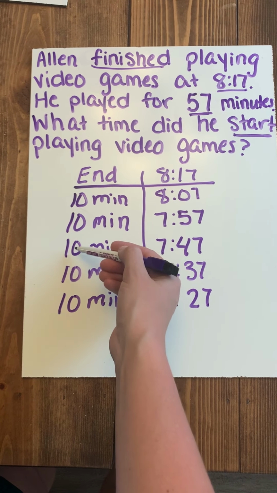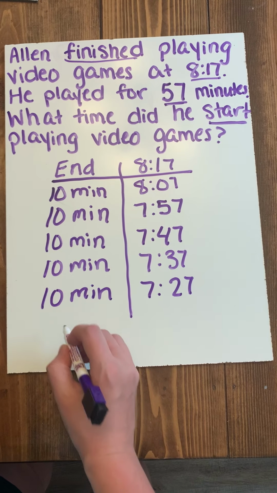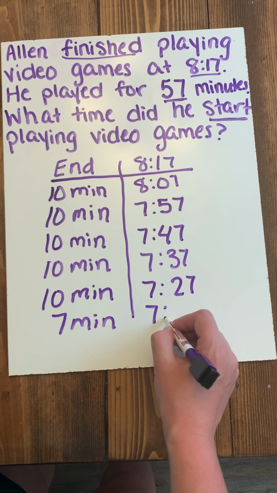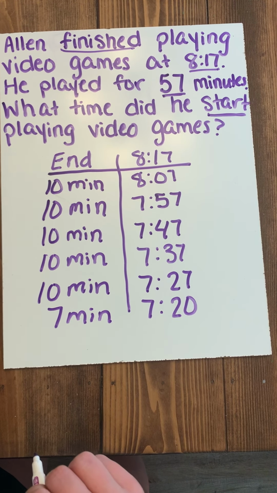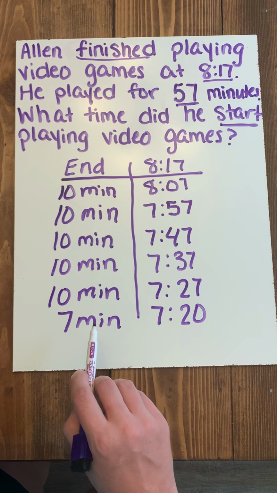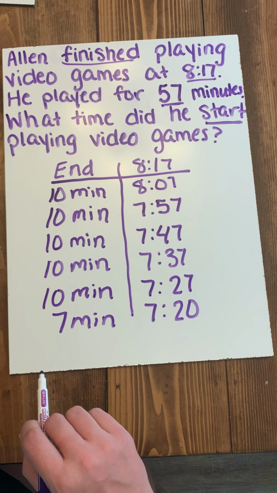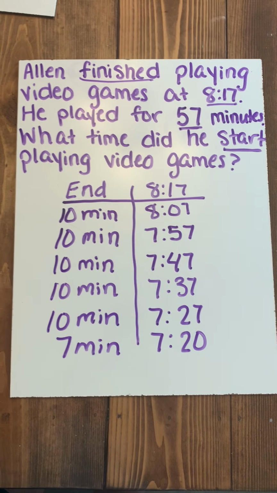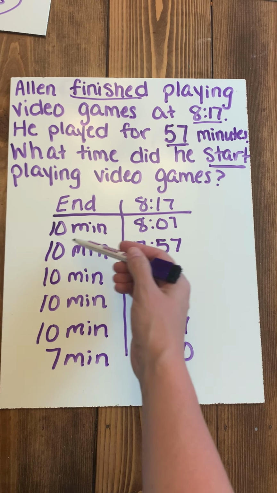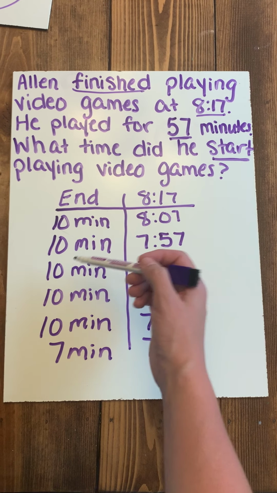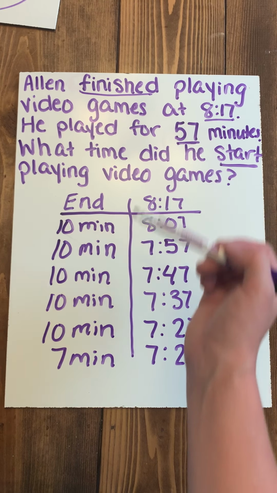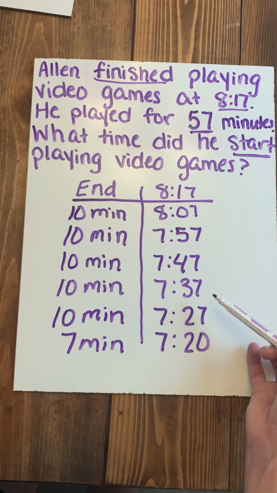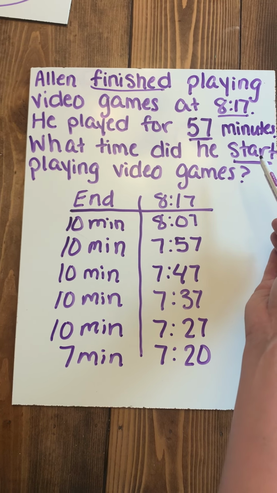Okay, I've taken 10, 20, 30, 40, 50 minutes away, and I want 57 minutes. So I'm going to take away another 7 minutes, and I'm going to get 7:20. Because 7:27 minus 7 minutes is 7:20. Okay, now I'm going to double check my work before I write my answer. So we want to make sure that all this time over here is equal to 57 minutes, because that's how long he played. We want to make sure that all of our time is decreasing and not increasing, because we're finding the start time.